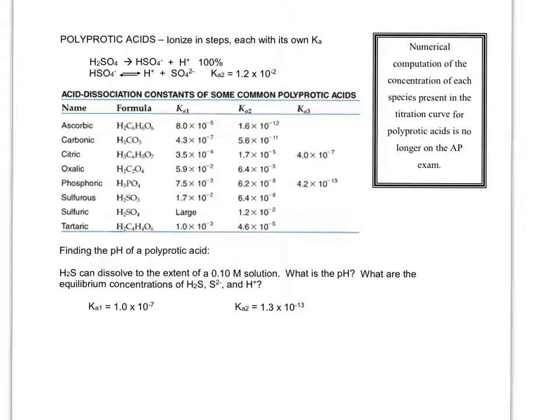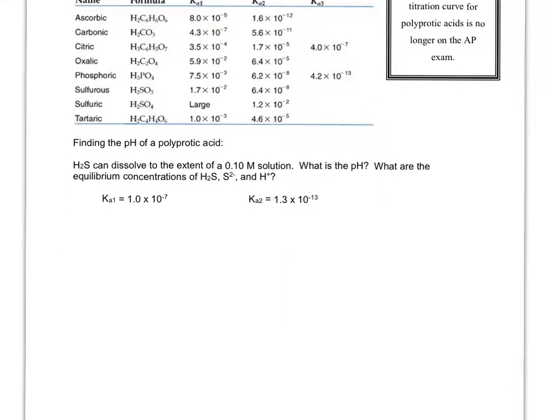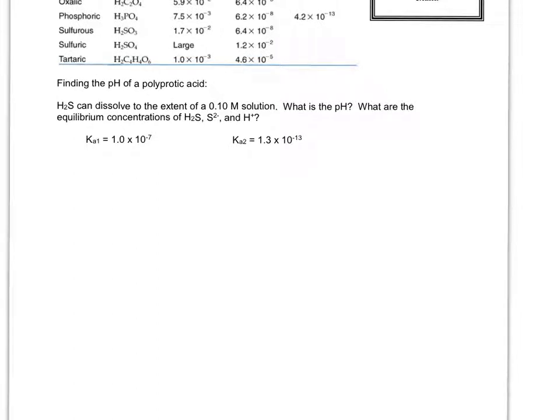So let's say I want to calculate the pH of H2S. H2S is diprotic. Here are my Ka1 and Ka2. This is for the first hydrogen, this is for the second. I know that it dissolves to an extent of 0.1 molar, so I have a 0.1 molar solution. I want to know what is the pH, and I want to know what are the concentrations of all the different species at equilibrium.